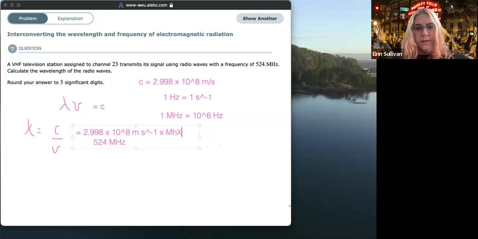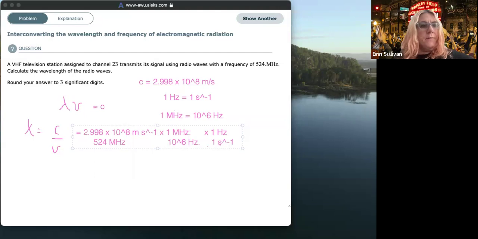So between megahertz and hertz, we're going to take that equivalency and put it into a conversion factor. 1 megahertz is 10 to the power of 6 hertz. And then we want to convert hertz into seconds to the -1, just so that we can see how that will cancel out with the seconds to the power of -1 of the speed of light in a vacuum.